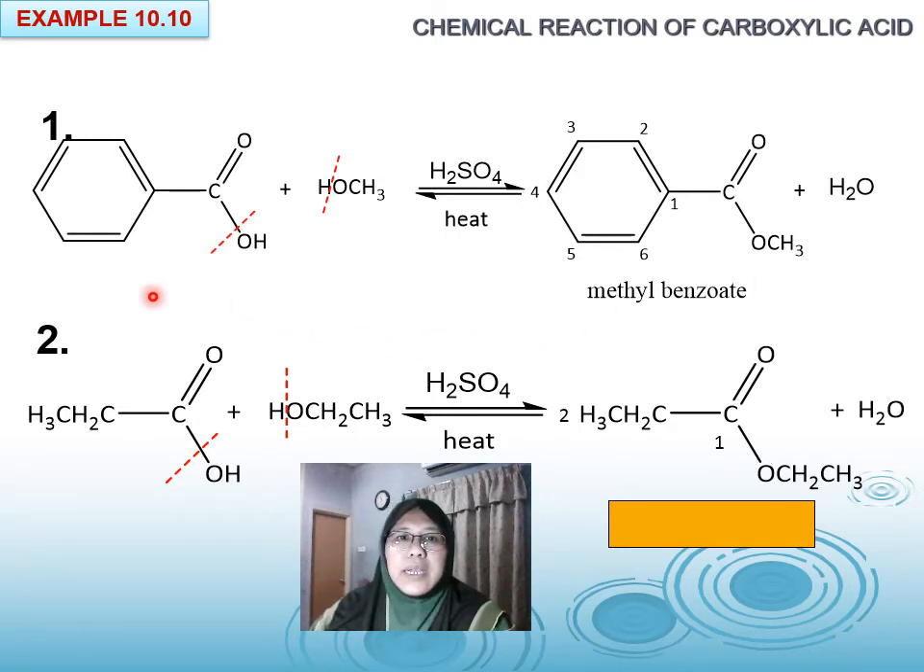Okay, and then question number 2, we have an aliphatic carboxylic acid here. So we cut off the bond here at OH, cut off the bond here for H at alcohol, and then combine them here. What is the name of this ester? Okay, this is the acyl part, and 1, 2, 3, this is the propanoate. So ethyl propanoate is the answer for this ester. I mean the name for this answer.